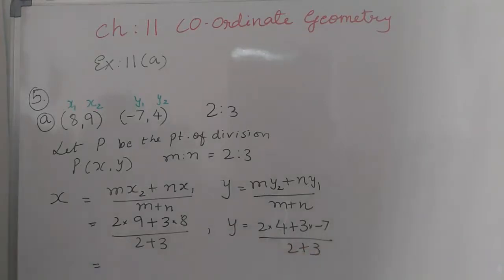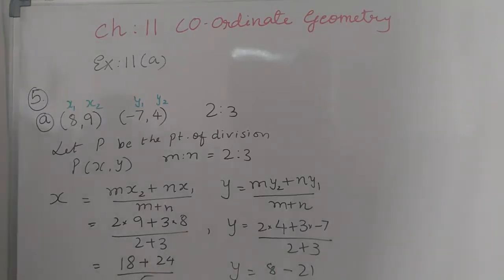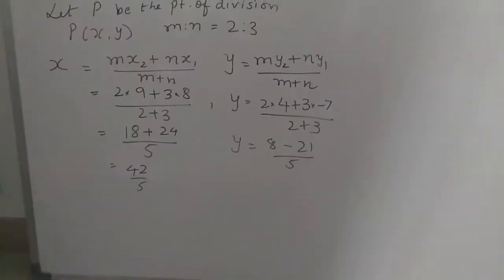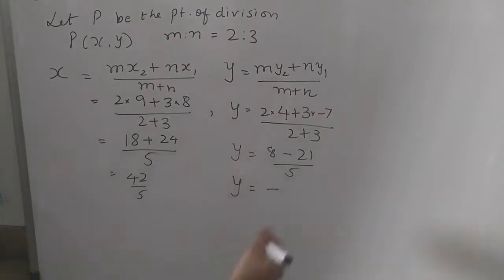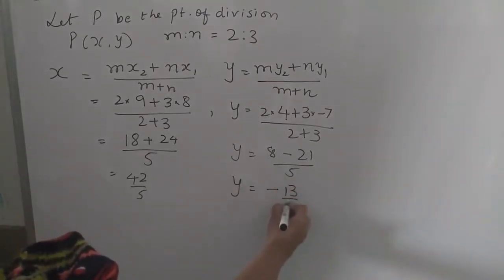So now we calculate our x and y coordinates. 2 9s are 18 plus 8 3s are 24, by 3 plus 2, that is 5. And y: 4 2s are 8 minus 7 3s are 21, upon 5, is equal to 42 upon 5. That is the x coordinate calculation. And for y it is minus 13 by 5.